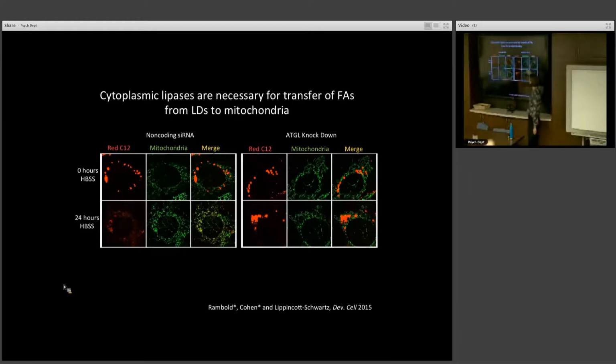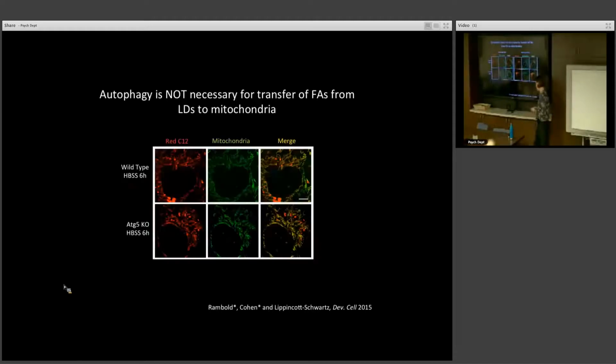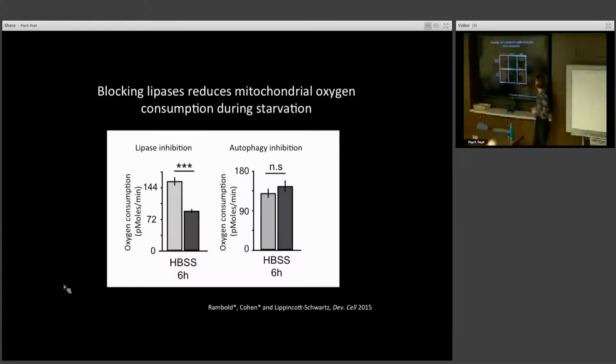But if we knock down ATGL, we no longer see this transfer. The fatty acid is staying in the lipid droplets. In contrast, if we use ATG5 knockout cells, which can't do autophagy, so I should mention that these assays are done in mouse embryonic fibroblasts because we have a variety of different knockouts that we can use. In ATG5 knockouts, we still see significant transfer of the fluorescent fatty acid from lipid droplets to mitochondria.